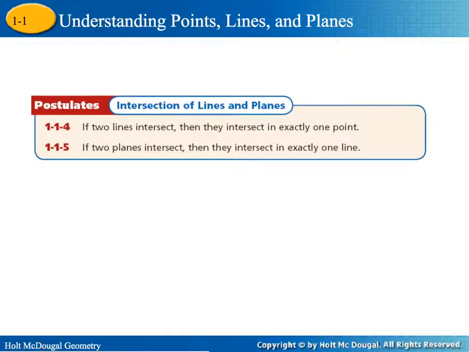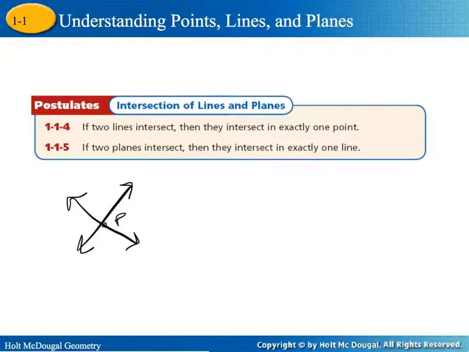So postulate 114: if two lines intersect, they intersect in exactly one point. Next to this postulate, I would draw an example of two lines intersecting at one point. If you want to label that point, you can. I'll go ahead and label it P for point. So for an intersection of two lines, you can use the point of your pencil to find where they intersect.